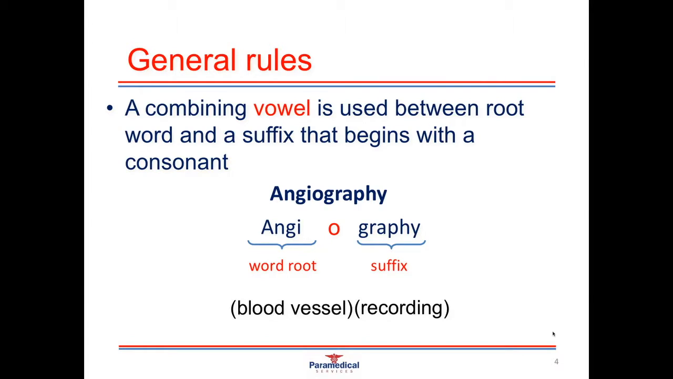If we were to try and pronounce these words without having that combining vowel in between, it would sound something more like angiography. Having a combining vowel in between these two words starting with a consonant makes it roll off the tongue a lot easier and sound a lot smoother. With the combining vowel there, the word now sounds like angiography.